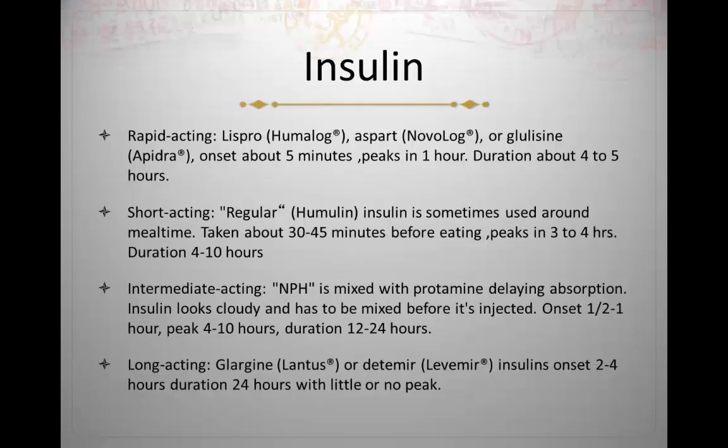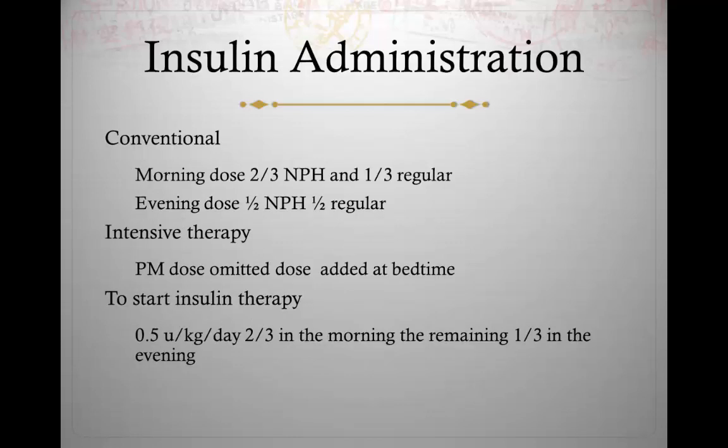So, types of insulin. We have the rapid acting, whose onset is mainly 5 minutes and peaks in the first hour. We do have the short acting, which is the regular insulin. It takes about 30 to 45 minutes to work, and it peaks in 3 to 4 hours. There's an intermediate acting and long acting. Now, there is the conventional, intensive, and other ways to administer insulin.